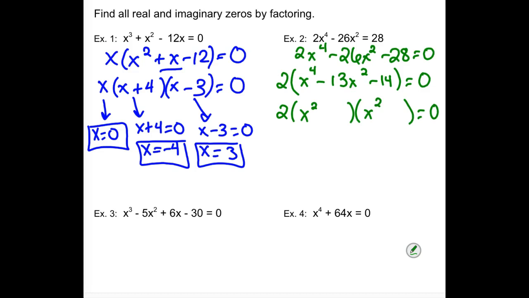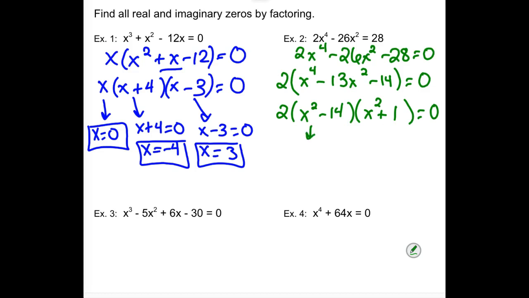I'm then going to look for factors of negative 14 that would add up to negative 13. So if I use a negative 14 and a positive 1, when I do my FOILing, insides and outsides will add up to that negative 13x in the middle. I then have to take each of my factors and solve for 0, or solve for x, I should say.